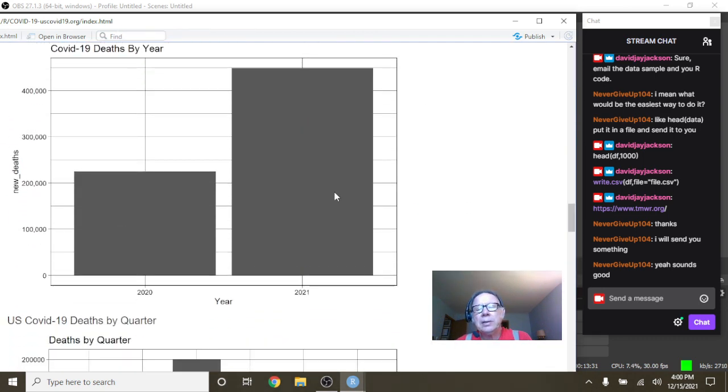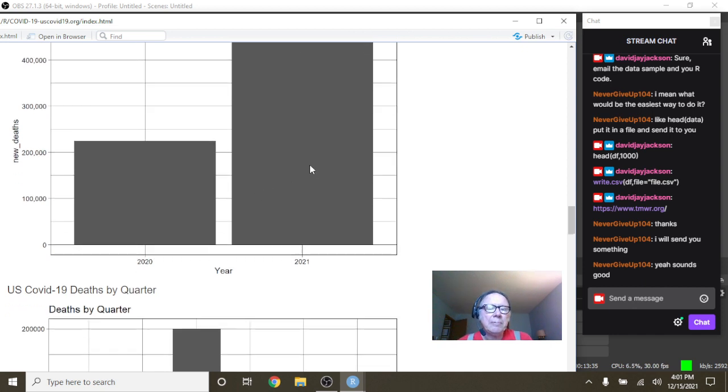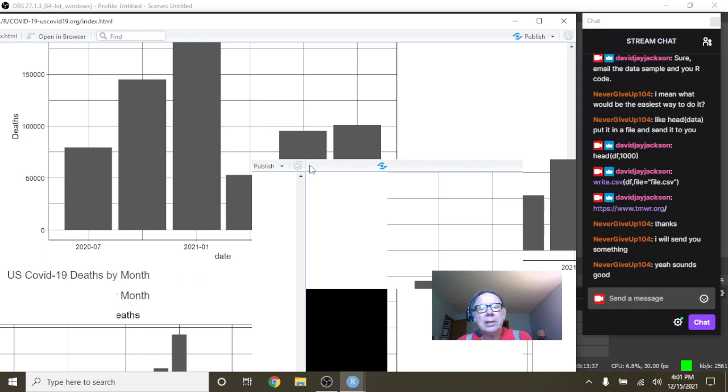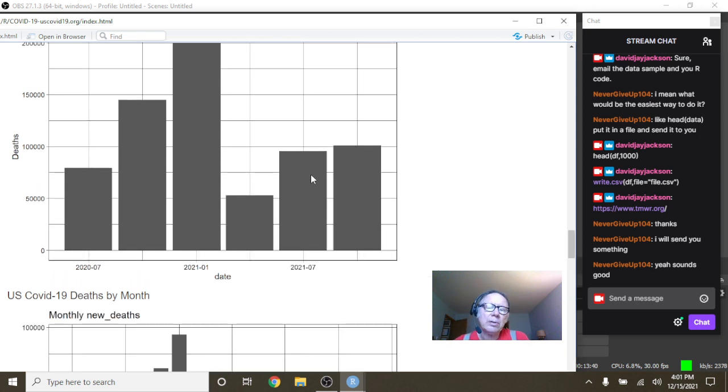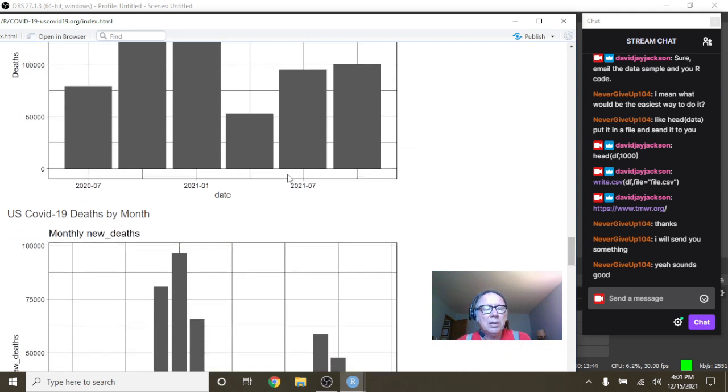And what about deaths? We can see that the COVID-19 deaths for the U.S. passed 2020 deaths pretty easily. Okay. And again, we can see here that for the U.S., the third quarter of 2021 deaths has been the third highest quarter so far.